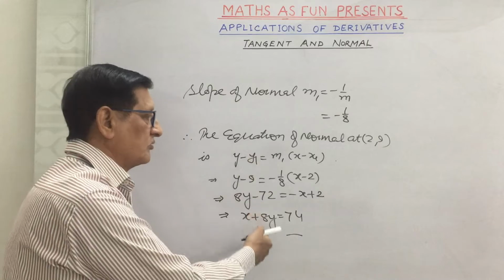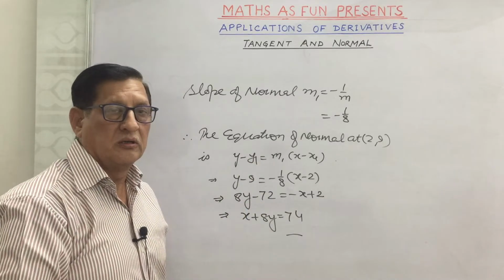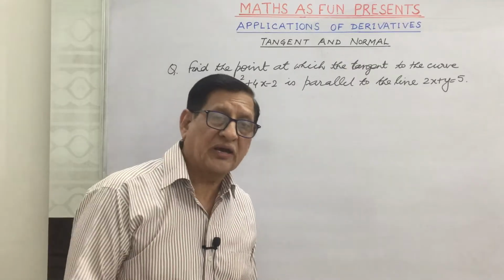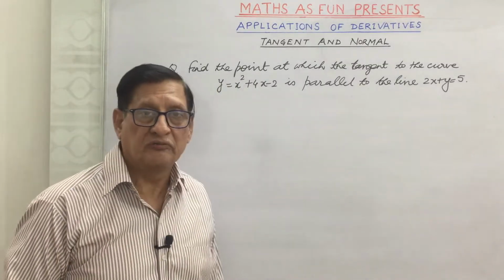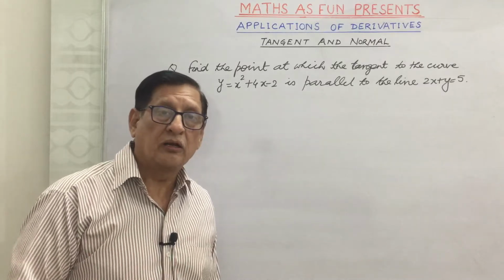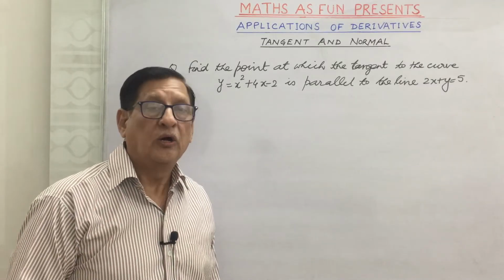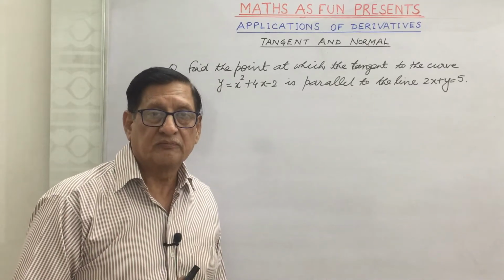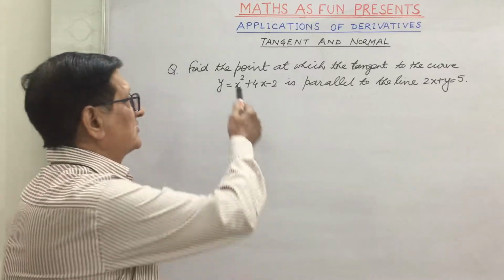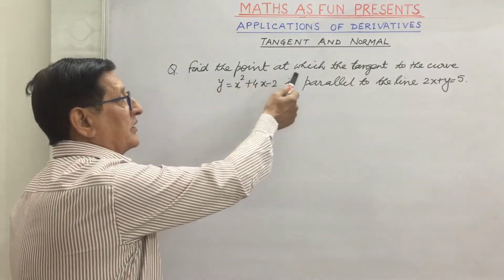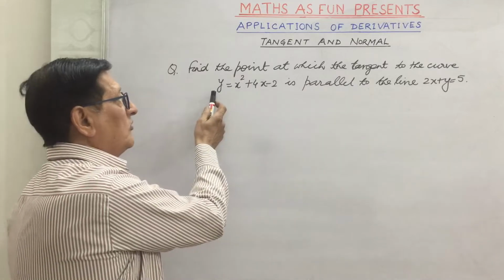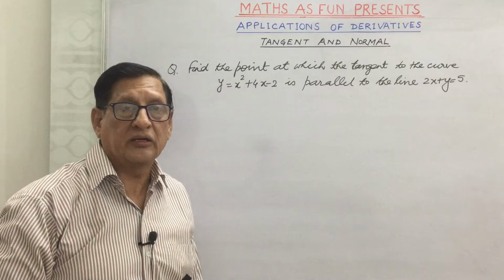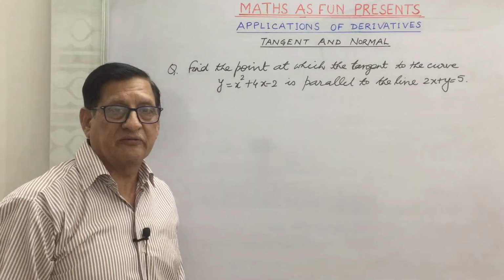So like this, we can find out the equation of tangent or normal at a point of the given curve. Sometimes we have problems of finding the point on the curve where the tangent is parallel or perpendicular to a given line, or it passes through a given point, or the slope of the tangent is given. In that case, let's take a problem: find the point at which the tangent to the curve y equal to x square plus 4x minus 2 is parallel to the line 2x plus y equal to 5.